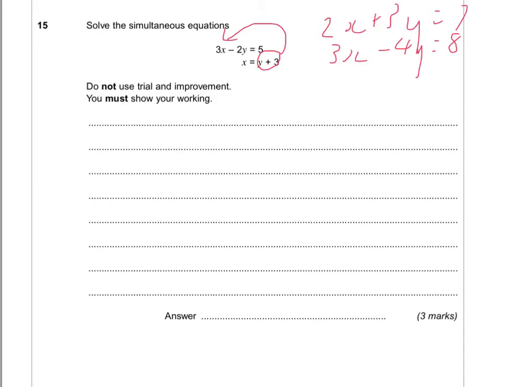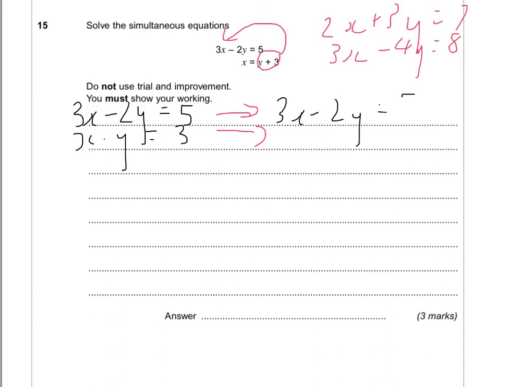So maybe the majority of you might be tempted to do this and bring the y to the other side and make it x take y equal to 3. In that case, what you need to do is get both the y's to be the same. So that would be 3x take 2y equal to 5. You could leave that one alone. But the bottom one you could times by 2 to make it 2y. So if we get this to be the same amount of y as the one above, times it by 2, we get 2x take 2y equal to 6.